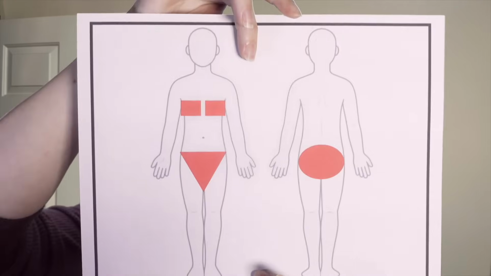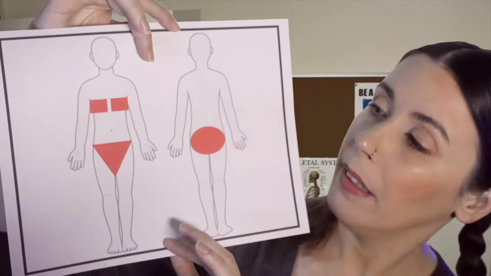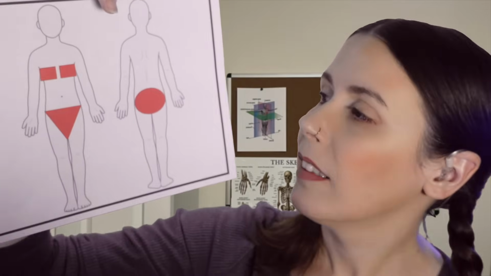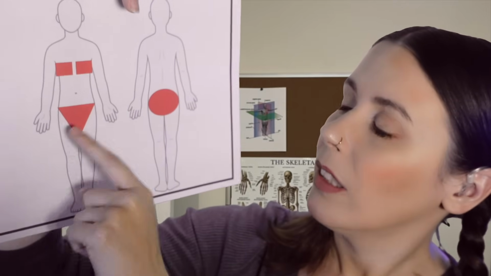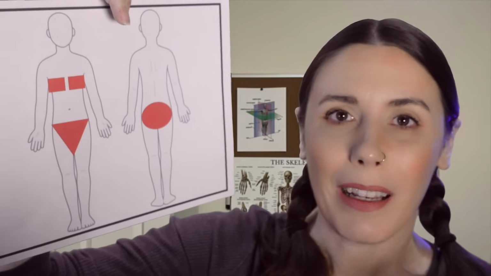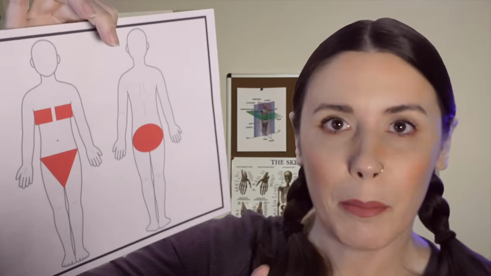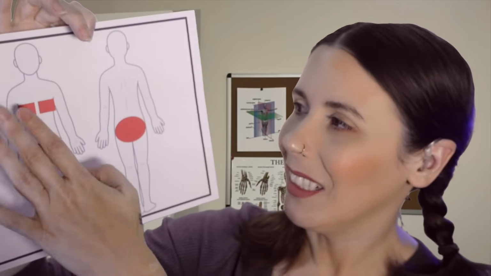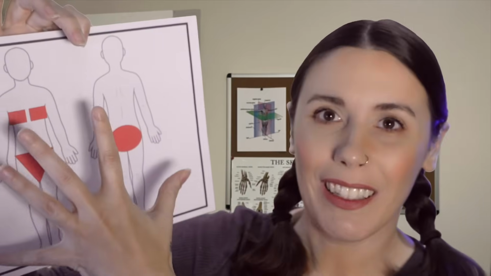But see this right here? I'm not going to be touching any sensitive areas. So I might touch your hips, but I'm not going to touch your groin area. I'm not going to touch your butt. I might touch your upper chest or the area just over your heart, but I'm not going to be touching any breast or chest tissue. So hopefully that's okay.